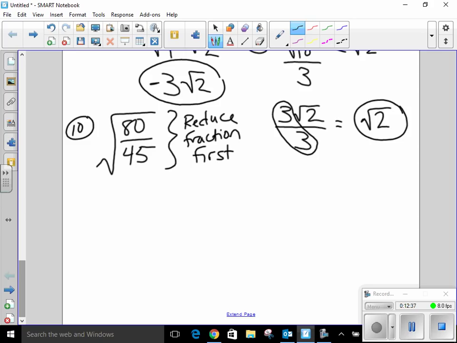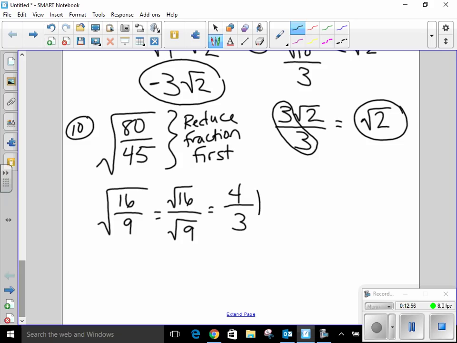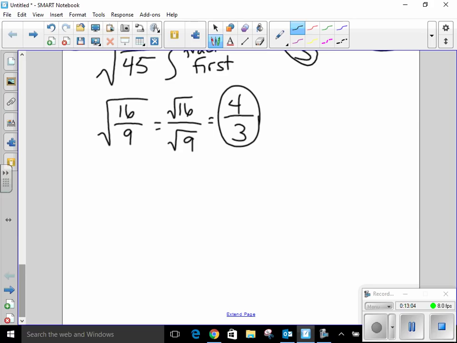So if I divide 80 and 45 by 5, my new fraction is going to be the square root of 16 over 9. Okay, just by reducing it, I ended up with 2 perfect squares. So this is the square root of 16 over the square root of 9. Square root of 16 is 4. Square root of 9 is 3. So my final answer is 4/3, and there's no more radicals anywhere in the problem. Okay, so that's the beauty and the easiness of simplifying first.